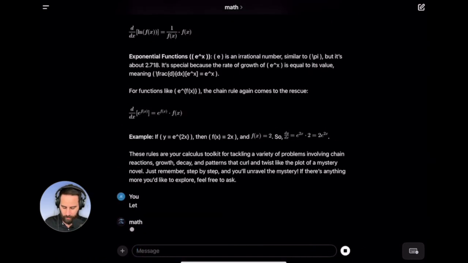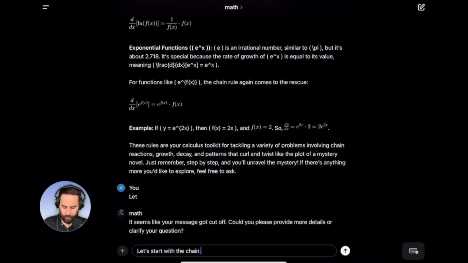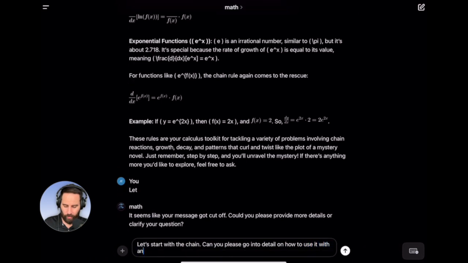Let's start with the chain rule. Can you please go into detail on how to use it with an example?